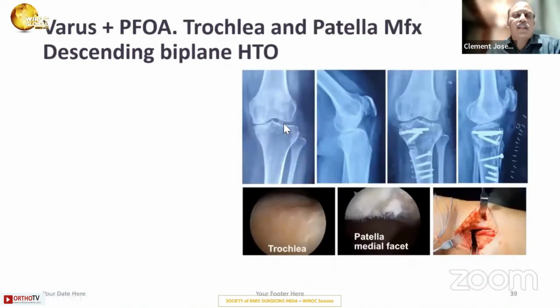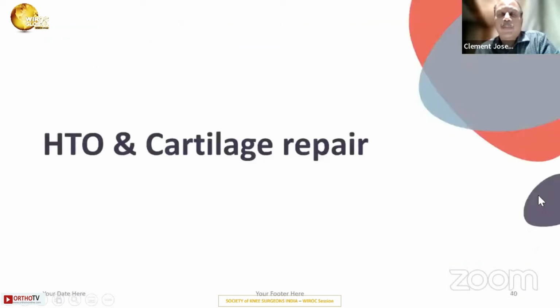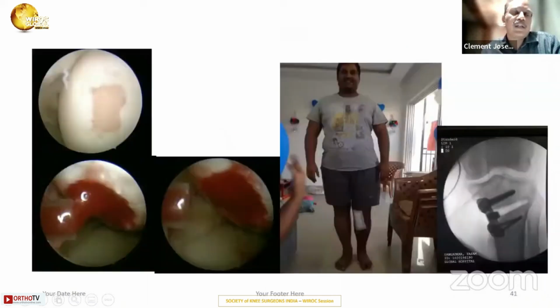And there's another patient who was a 51-year-old female with a very pronounced varus, but on clinical examination, she was jumping with pain when the patellofemoral compression test was done. So when we did scopy, we found severe cartilage erosions of the patella as well as the trochlea. So in this patient, we did a descending plane biplane osteotomy as shown here, along with root repair. And HTO is very helpful, especially when you're doing cartilage repair in a varus situation.